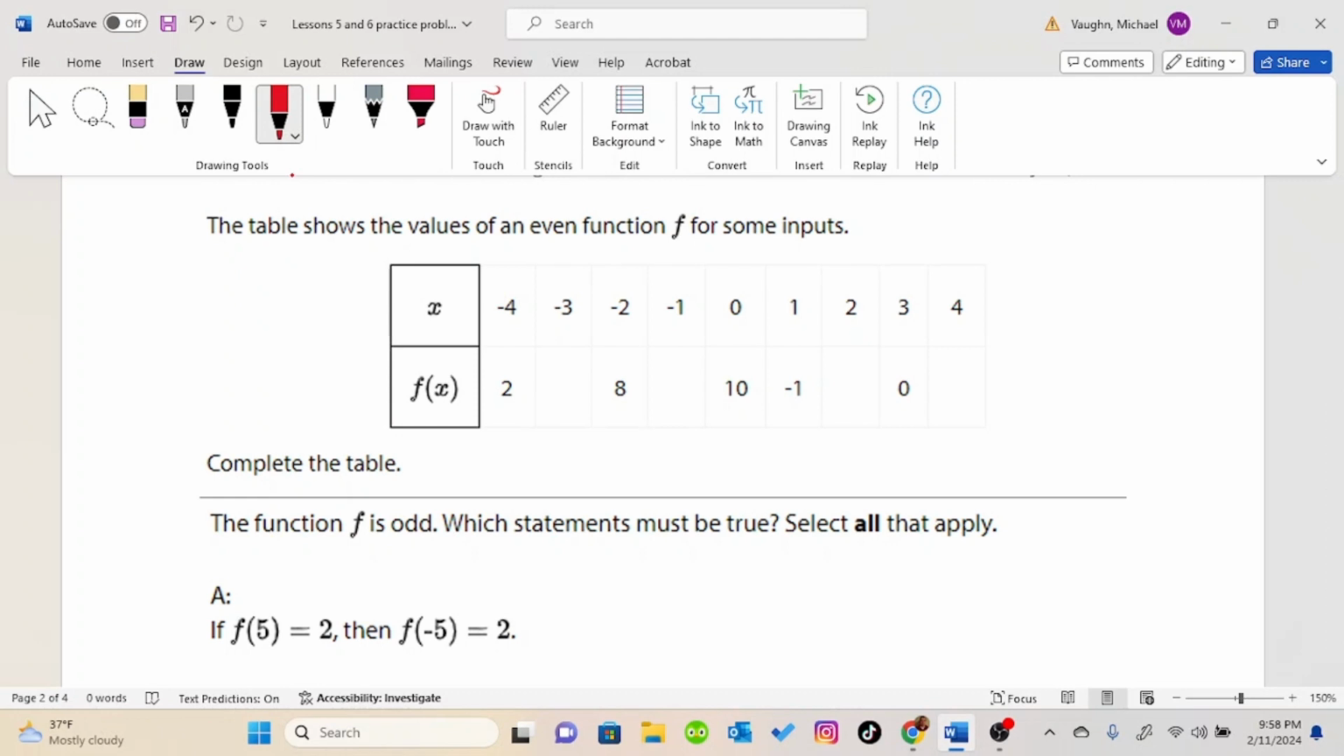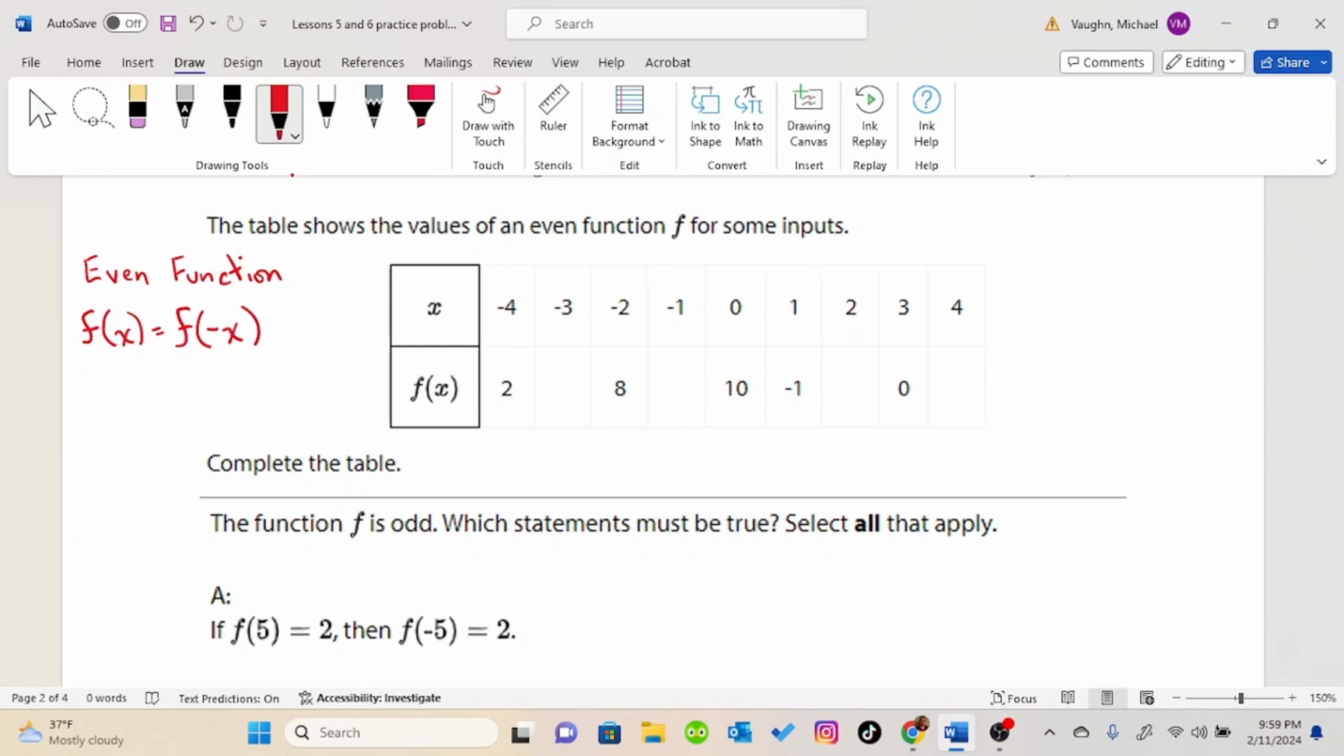The table shows the values of an even function f for some inputs. So what you need to know is that an even function we said was symmetrical about the y-axis. That means f of x will have the same value as f of negative x because we are just mirroring across that y-axis. So they want us to complete the table.